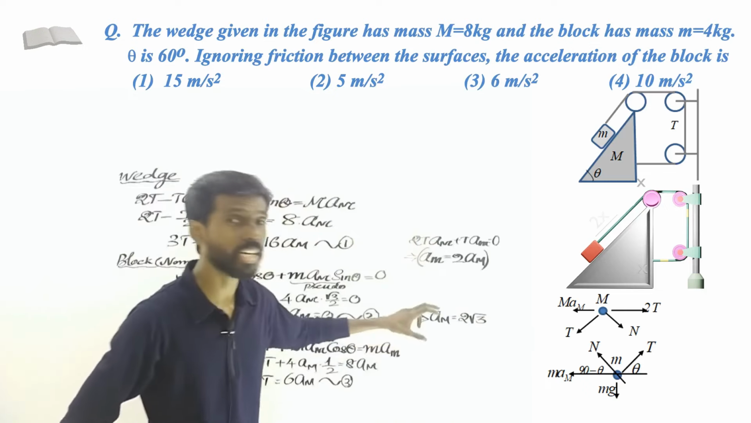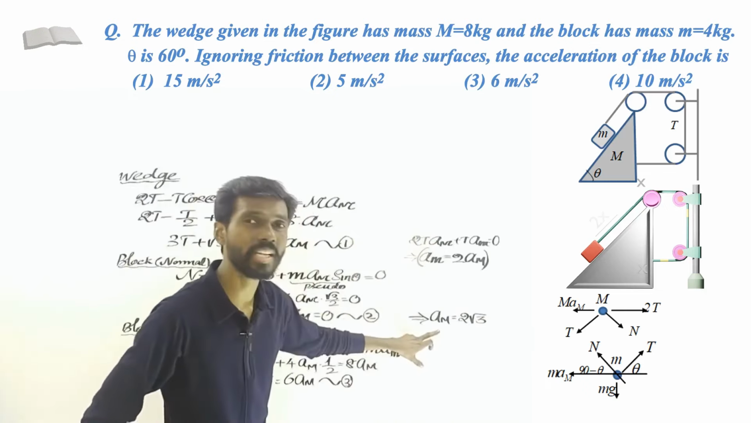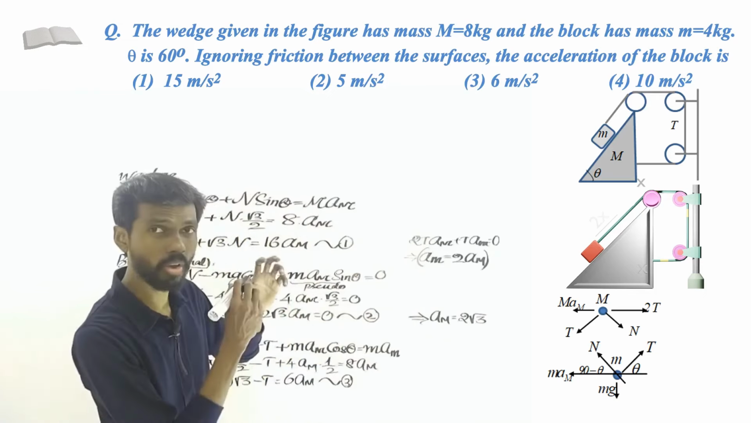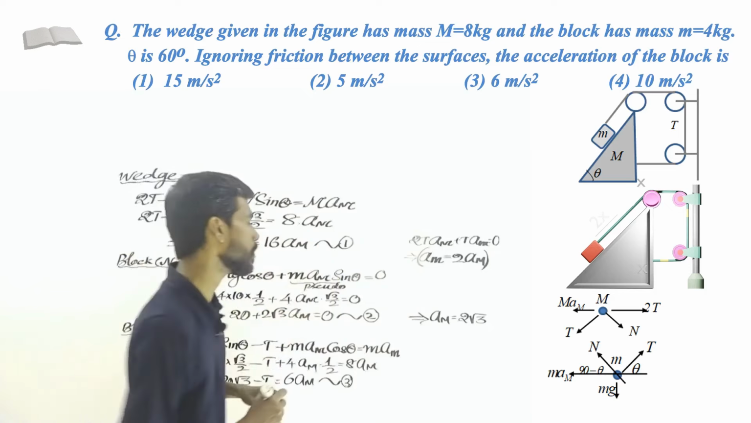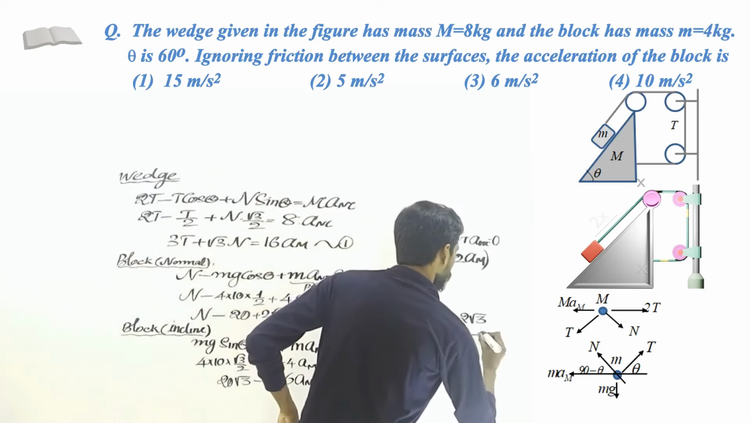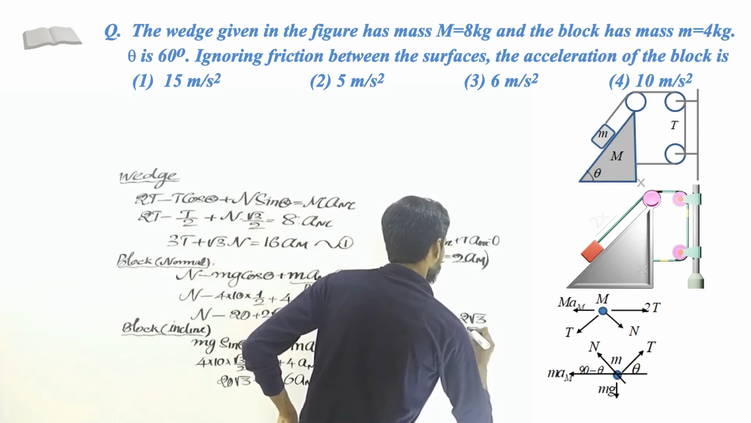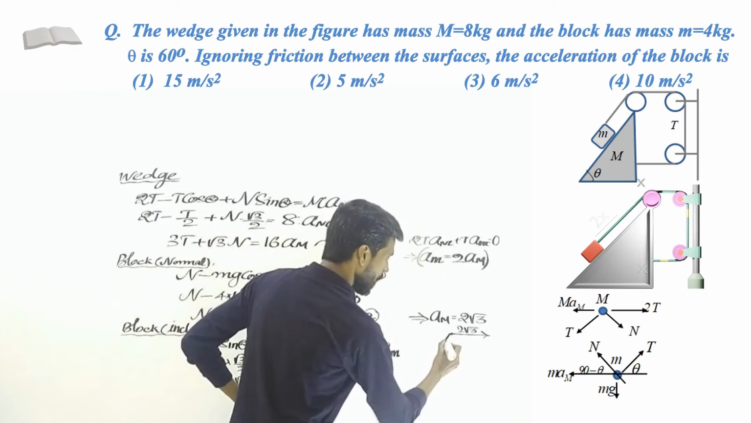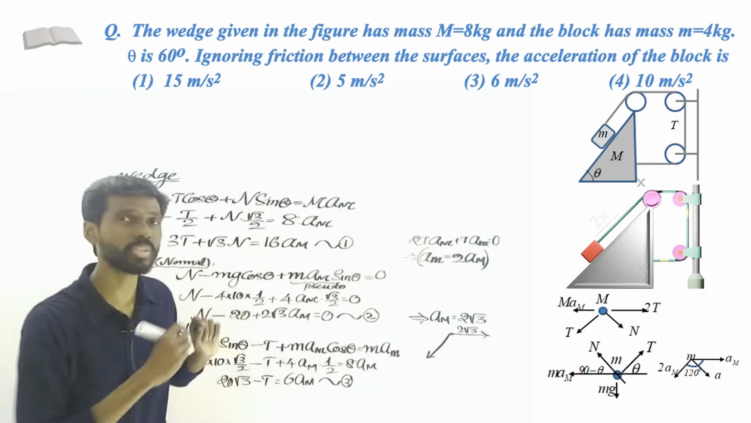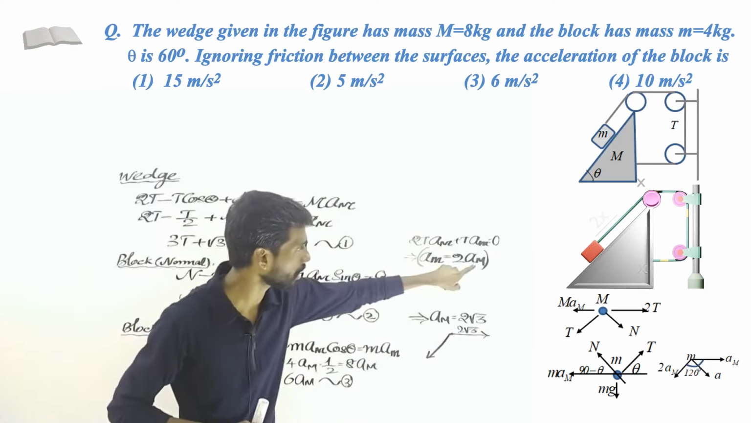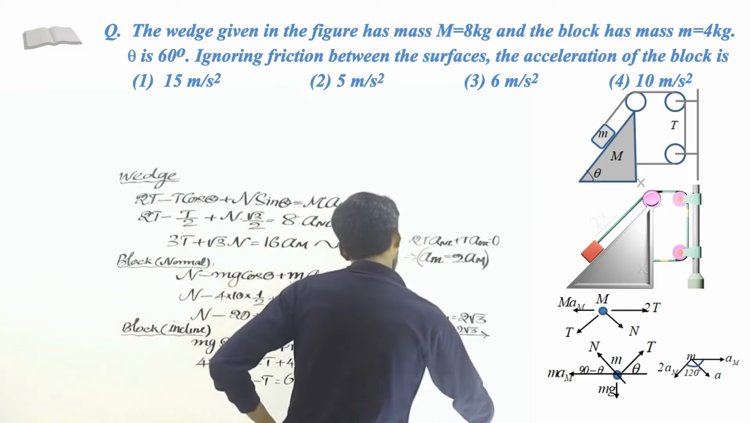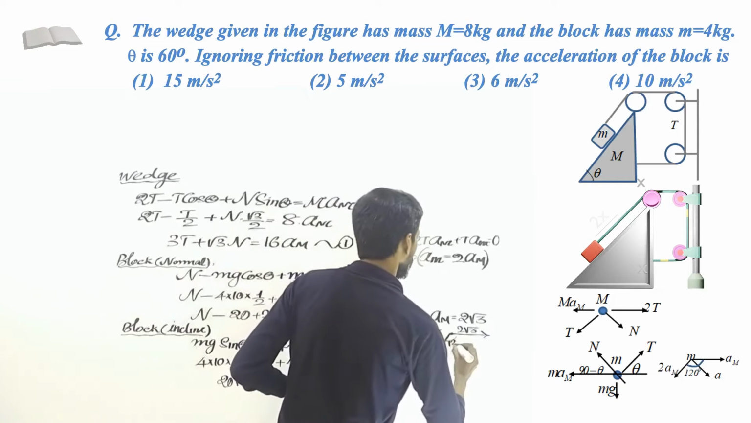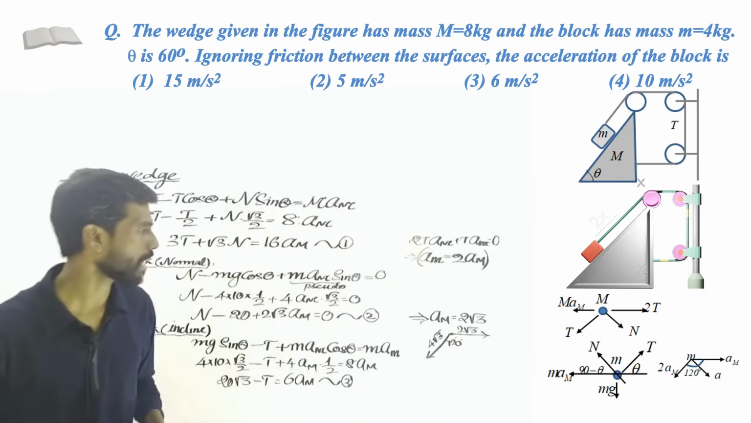We want the acceleration of the block. This is the acceleration of the wedge, but that is the same as the acceleration of the block in the horizontal direction. So this block has horizontal acceleration 2 root 3. Now it also has acceleration along the inclined plane, which is 2 times the acceleration of AM. That means it is 4 root 3. And the angle between these two is 120 degrees, since 180 minus 60 is 120 degrees.